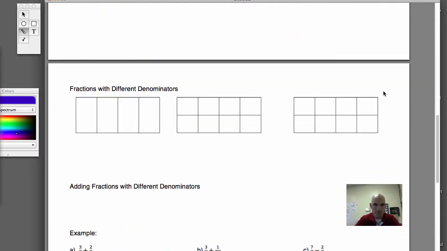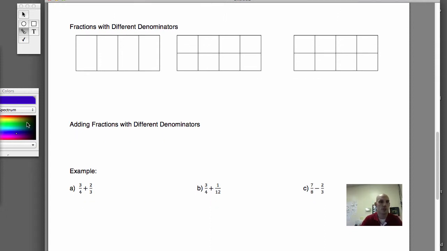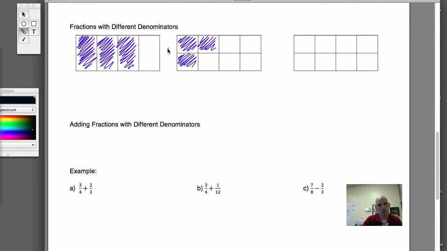The tricky part comes when we have different denominators, and what I'm going to do here is model this with the same kind of fraction bars that we had before. I've got some fourths here, some eighths here, etc. So what I need to do is this. I'm going to say, what if I've got 3 of these, and I've got 3 of these as well. If I wrote this as an expression, I want to add these.